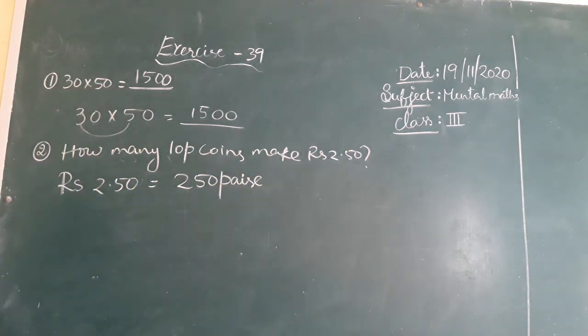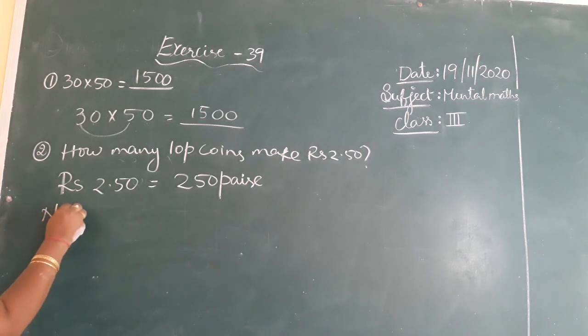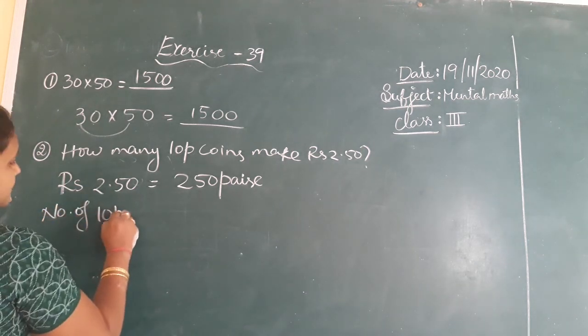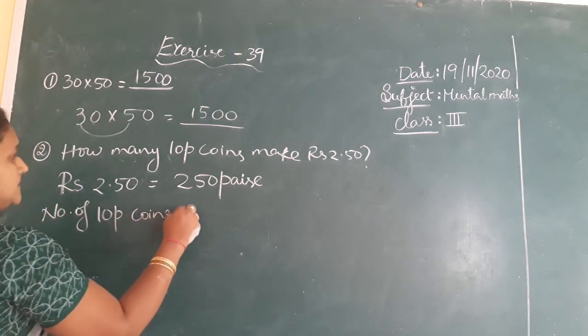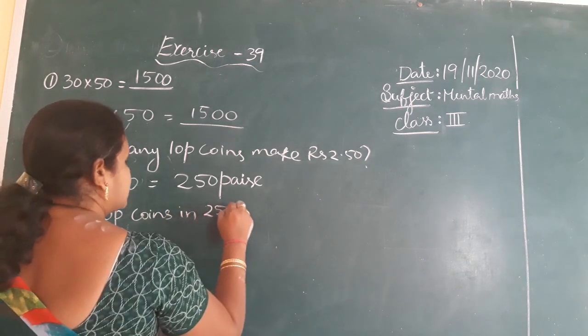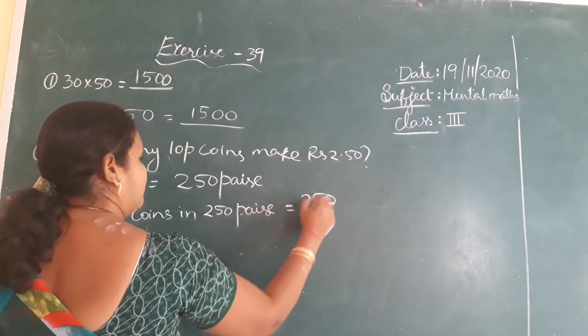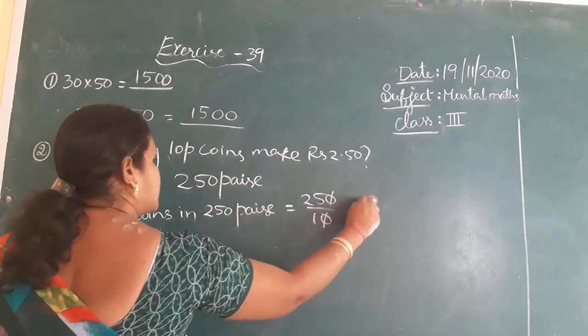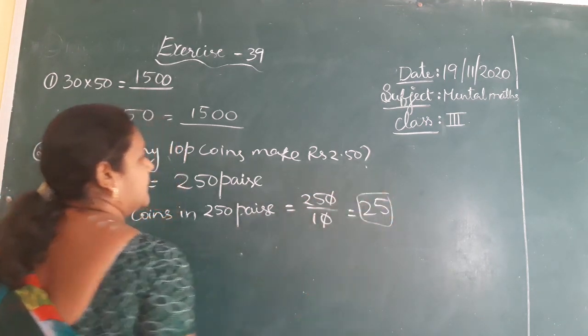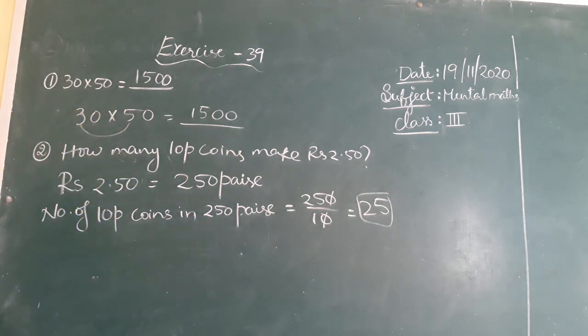Here they are asking how many 10 paise coins are there in that number. Number of 10 paise coins in 250 paise. So it's nothing but 250 by 10. 0, 0 get cancelled and they will get 25 coins. 10 paise coins, 25 coins they will get. See the third one.